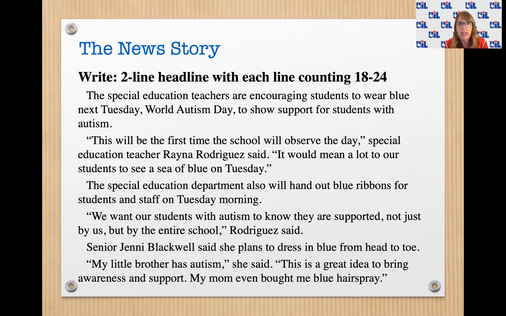So we're charged with writing a 2-line headline with each line counting 18 to 24. So the story is, the special education teachers are encouraging students to wear blue next Tuesday, World Autism Day, to show support for students with autism. This will be the first time the school will observe the day, special education teacher Raina Rodriguez said. It would mean a lot to our students to see a sea of blue on Tuesday. The special education department also will hand out blue ribbons for students and staff on Tuesday morning. We want our students with autism to know they are supported not just by us, but by the entire school, Rodriguez said. Senior Jenny Blackwell said she plans to dress in blue from head to toe. My little brother has autism, she said. This is a great idea to bring awareness and support. My mom even bought me blue hairspray.